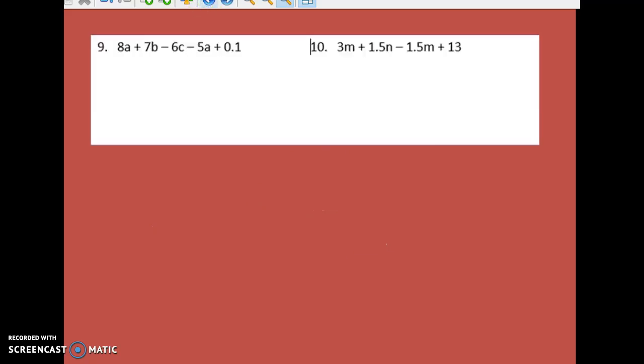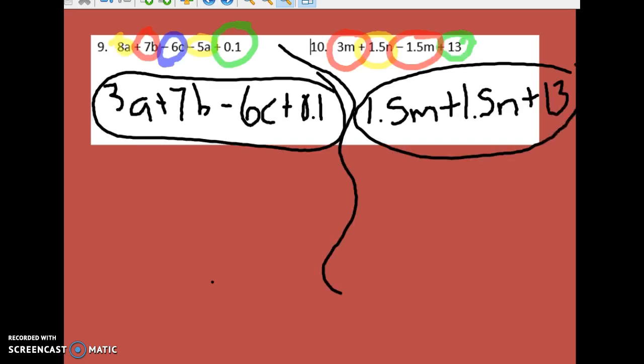All right, last two problems. Again, go ahead and pause these and try these on your own. It doesn't matter that there's decimals involved. Continue to combine like terms. So you can see that I went ahead and color-coded the terms that were alike, combined them, and then for number 9, I ended up with an answer of 3a plus 7b minus 6c plus 1/10. And then number 10, I ended up with 1.5m plus 1.5n plus 13.